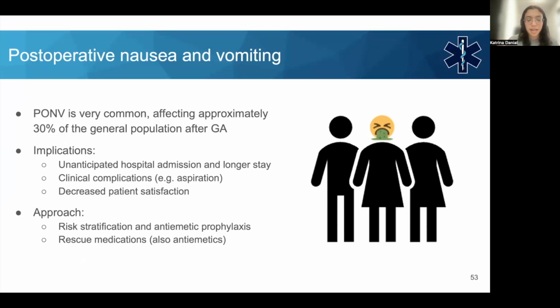Okay, there are certain patients that have an increased risk of post-op nausea and vomiting. So we can find out who those patients are, and we can give them prophylactic antiemetics to try and prevent this from occurring. Or we also have medications to treat somebody who is vomiting.